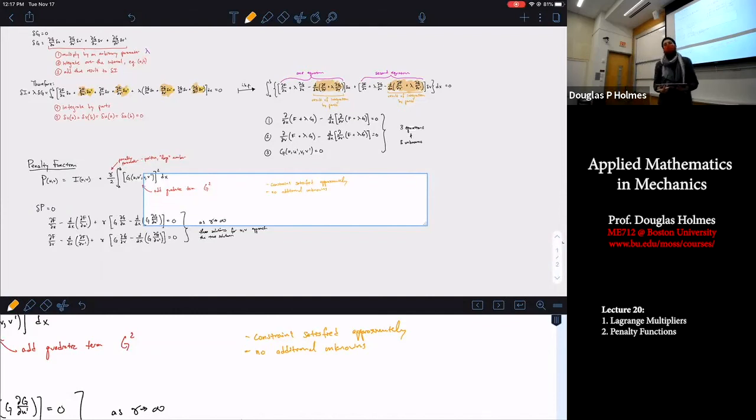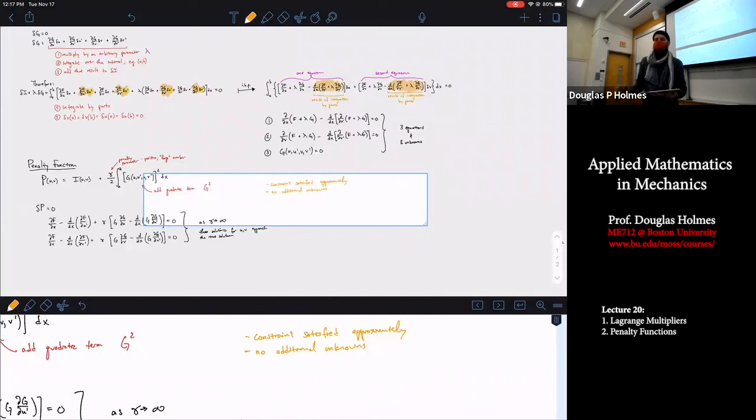Generally, if you're doing something numerically, the penalty function method is a more common approach. If you're doing calculations analytically, the Lagrange multiplier approach is probably the one you're more likely to encounter.